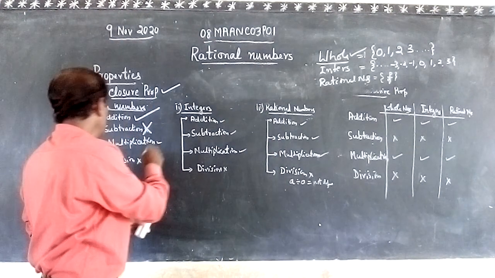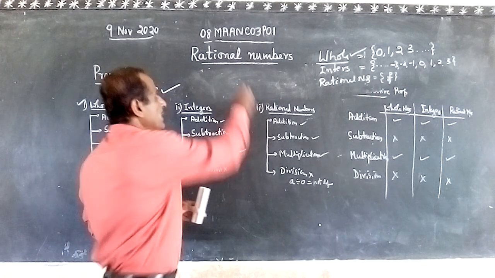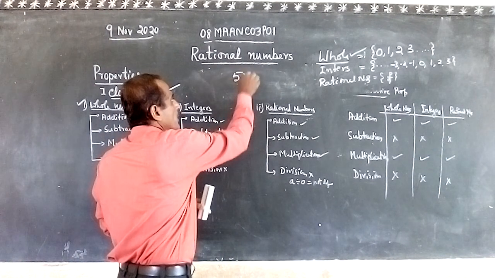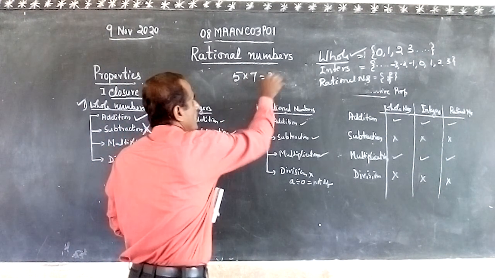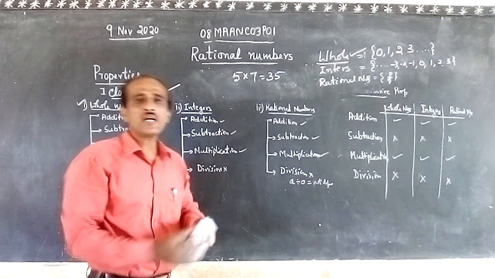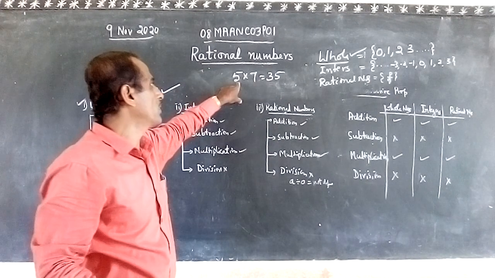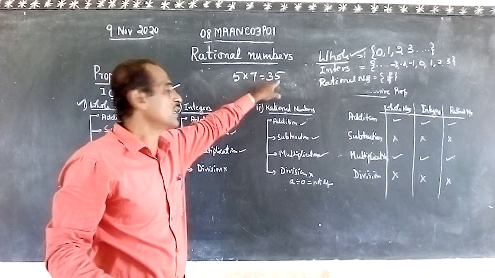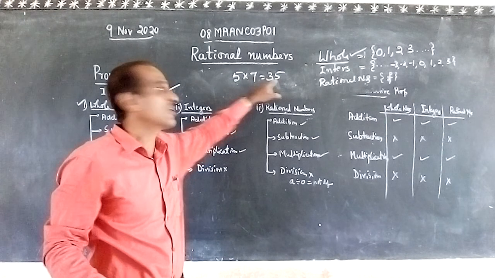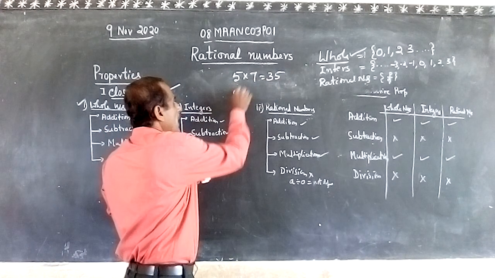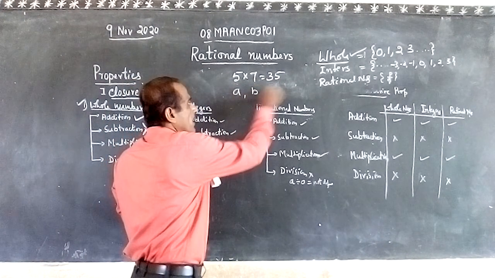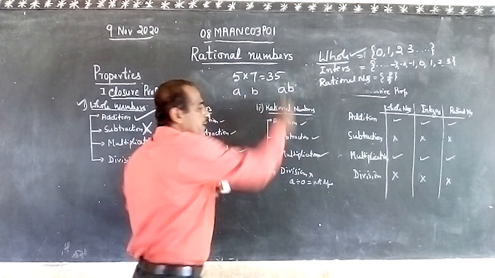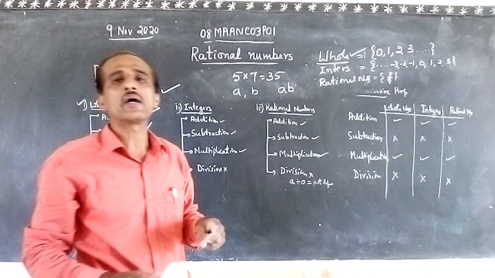Okay. Next, multiplication. Let us multiply any two whole numbers. 5 into 7 is equal to 35. Look at this. 5 is a whole number, 7 is a whole number, and the product is also a whole number. Therefore, for all a and b that are whole numbers, a into b, or ab, is also a whole number.